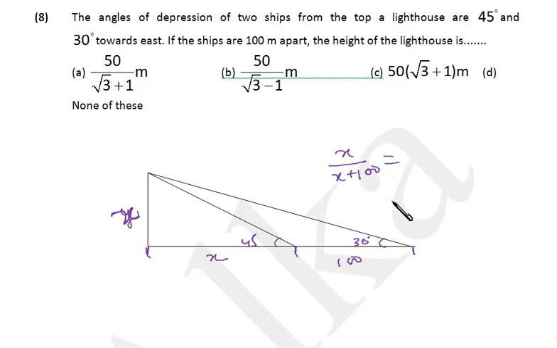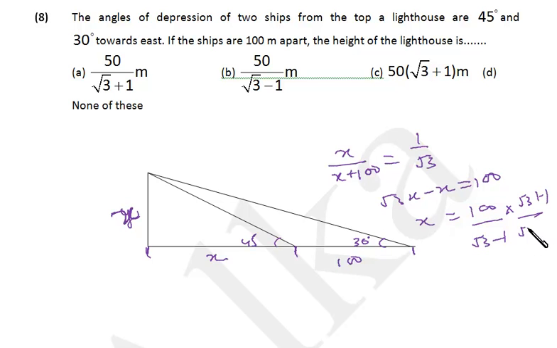So tan 30 is what? Actually 1 by root 3, right? So root 3x minus x is equal to 100. So x is equal to 100 upon root 3 minus 1, or it's root 3 plus 1, root 3 plus 1. So 3 minus 1, 2, so that's 50. So 50 into root 3 plus 1, right?